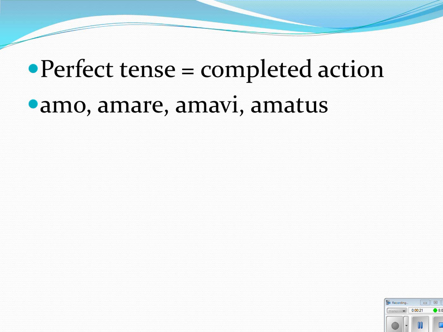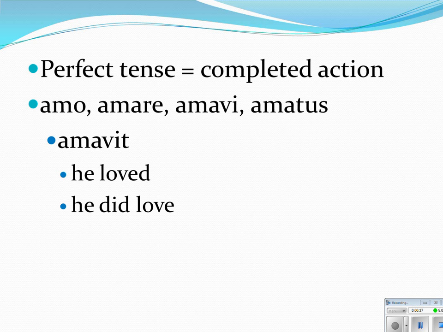So if we have our verb to love, amo, amare, amavi, amatus, the perfect tense of this is going to be amavit. There's a few different ways you can translate it. He loved, or he did love, or he has loved. And all three of those are actions that took place in the past. They're no longer happening now. They're completed.